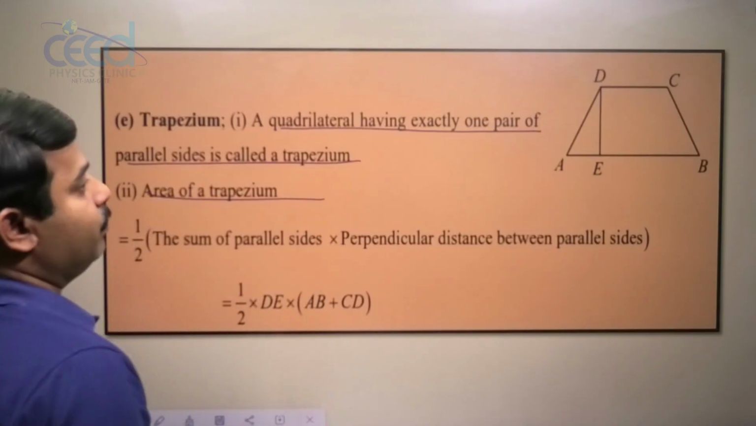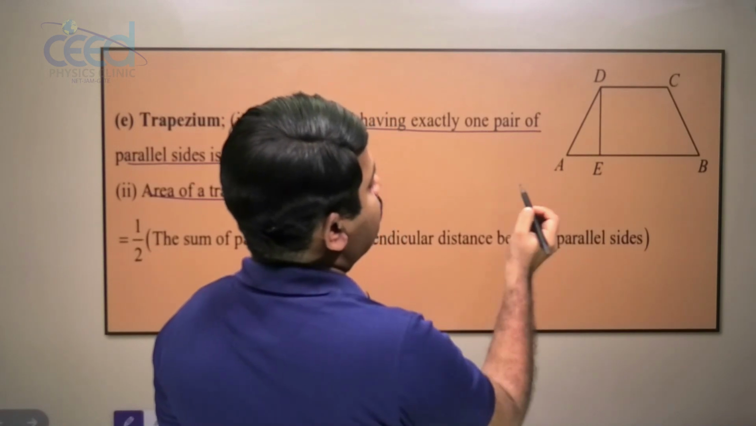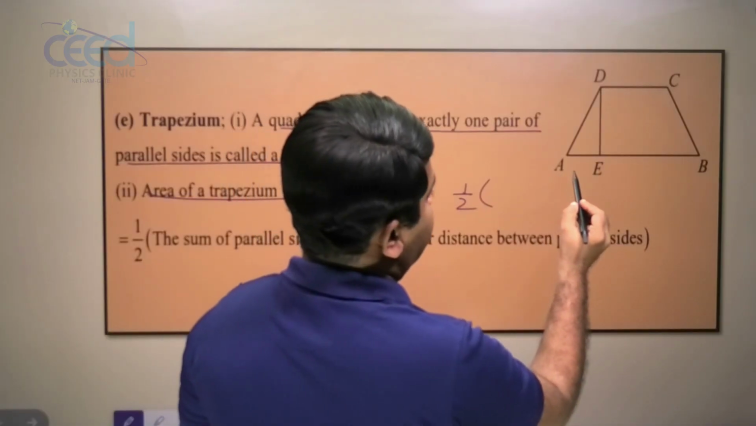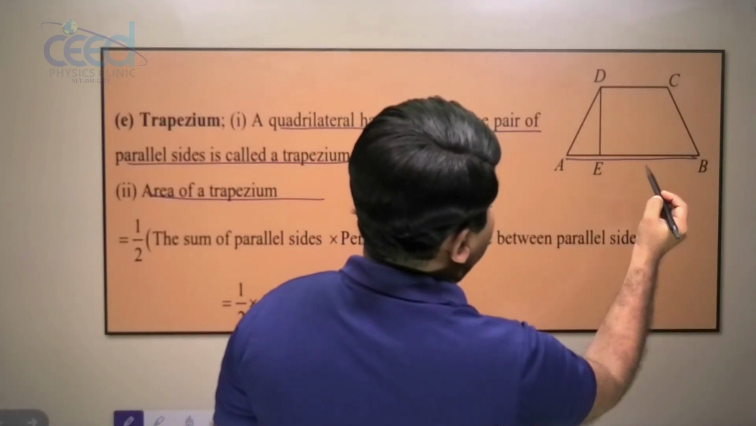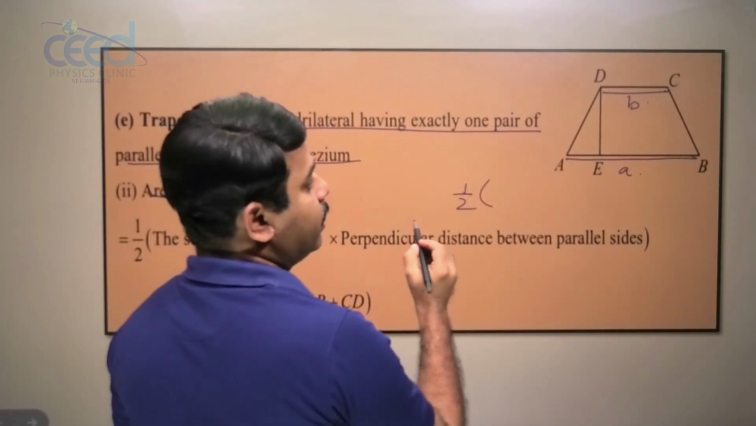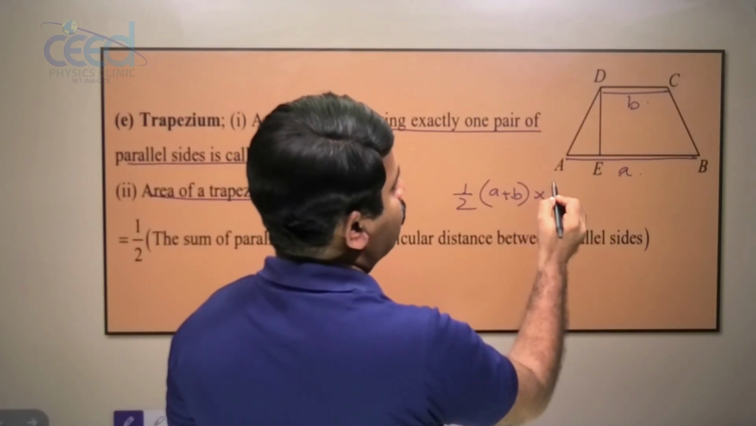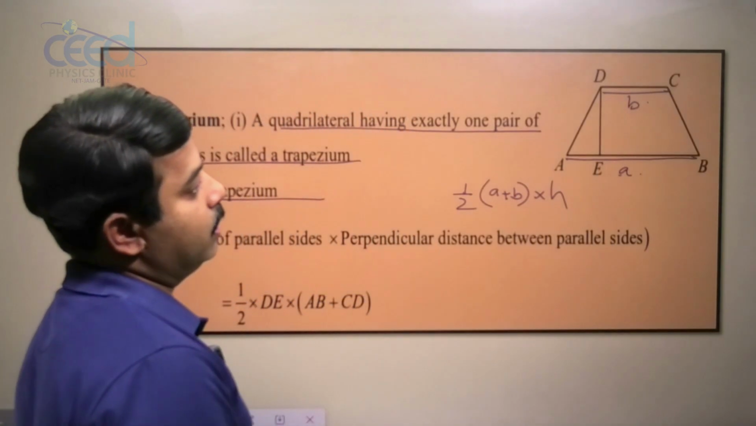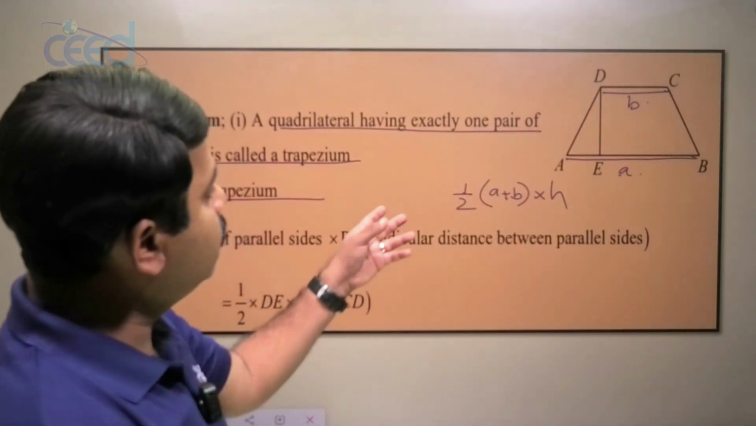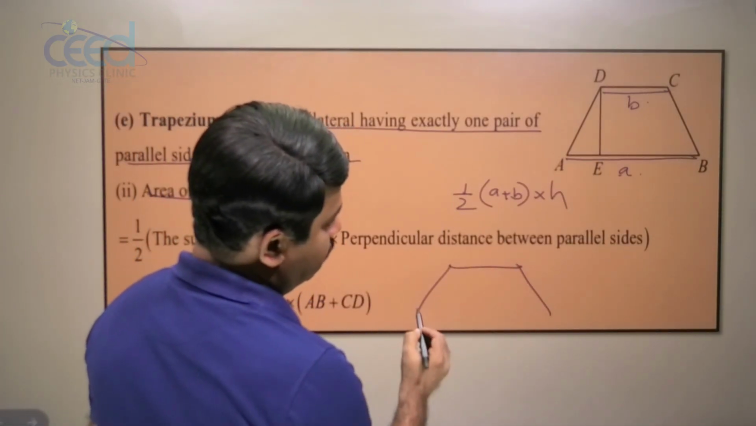Area of a trapezium we can find, right? See, the general expression is half into the sum of parallel sides. Look here, this is one parallel side, say A, this is another parallel side, say B, then the sum of parallel sides is A plus B, into the height H, right? Height H, all right. Now, you can consider one trapezium like this, right?